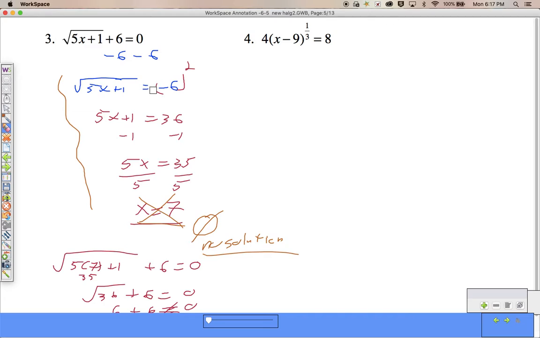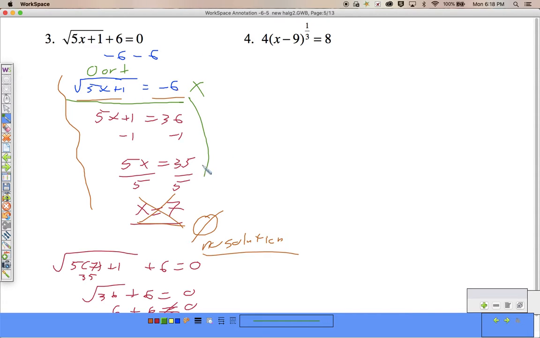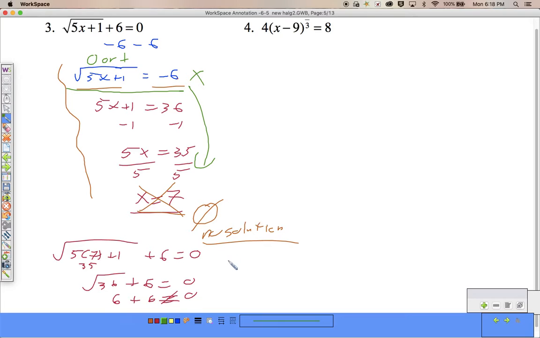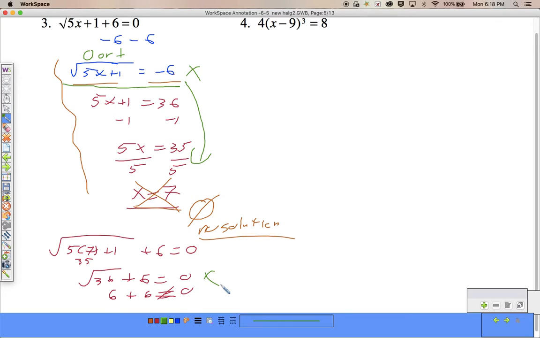If I get rid of this step, I got the square root of 5x plus 1 equals negative 6. This is an issue, because whenever I take the square root of something, I'm either going to get 0 or a positive answer, every time. Square root of 0 is 0, square root of 1 is 1, square root of 4 is 2. I can't take the square root of a number and get a negative answer. So from right here, this will never happen. We can never have a square root of a number equal to a negative, square root of anything equal to a negative number. So when we see this, we can stop and say it has no solution, or we can check our answer and realize it has no solution. Either way, doesn't matter.